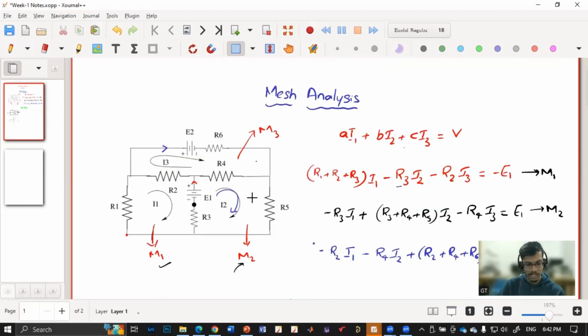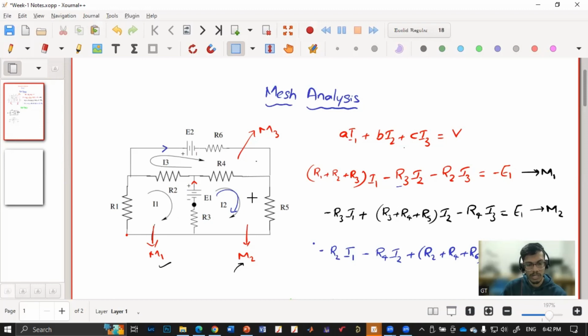Here we have considered 3 individual meshes, and within a mesh, there is no other mesh. What I mean to say is, if I consider this small m1, there is no other mesh in that m1. Whereas if I consider this mesh m2, there is no other mesh inside m2. Whereas if I consider this mesh m3, there is no such other mesh. But if I consider the outer mesh, there are 3 meshes inside that mesh.